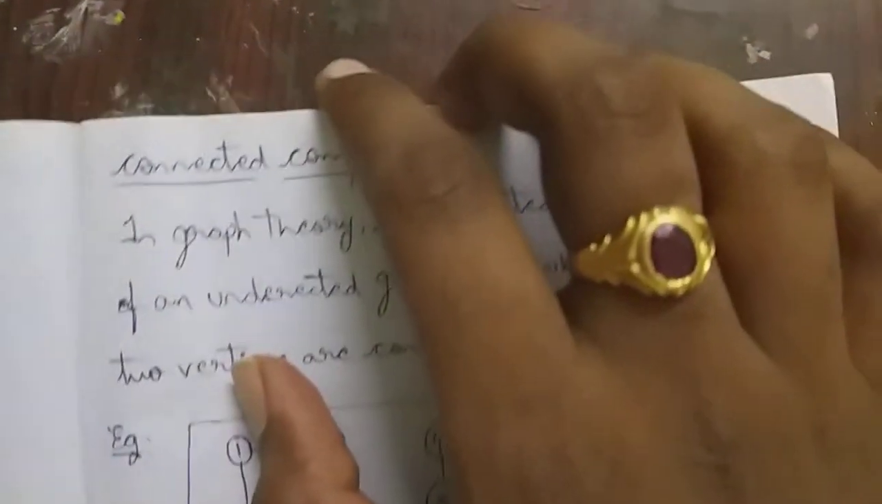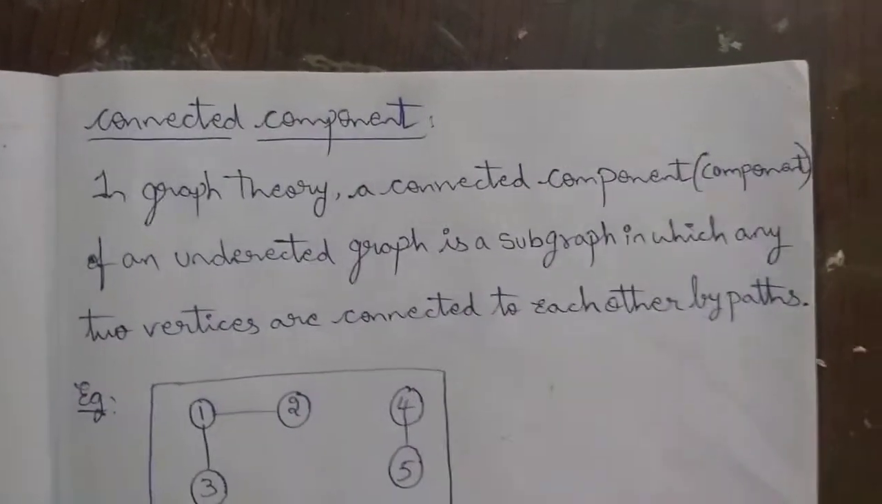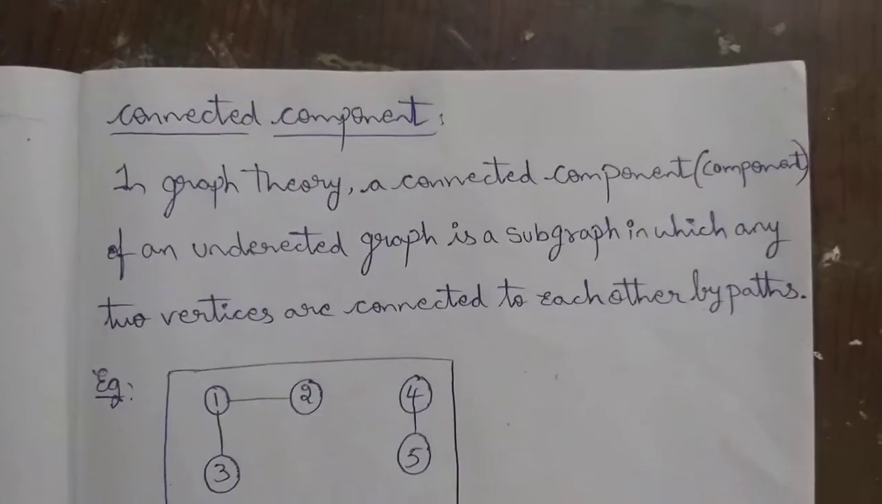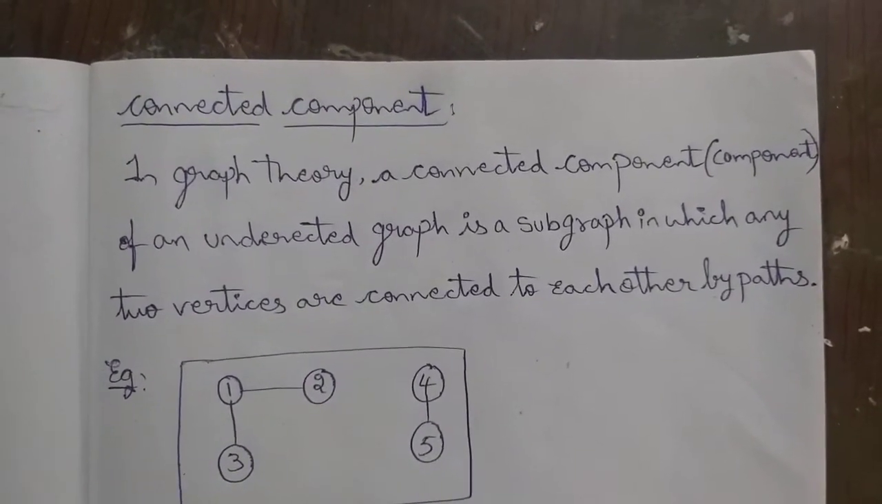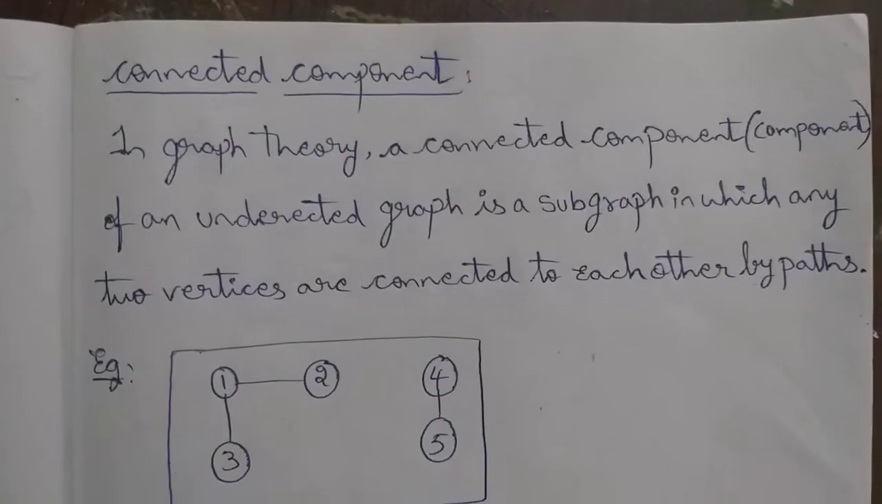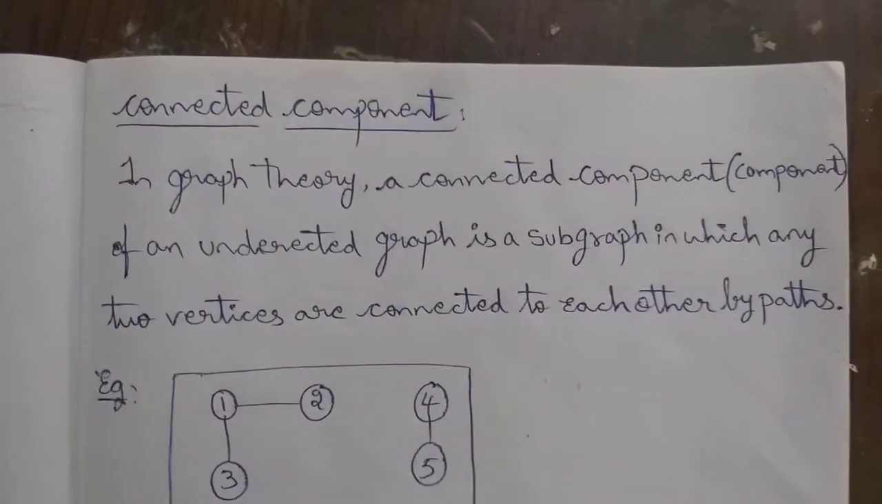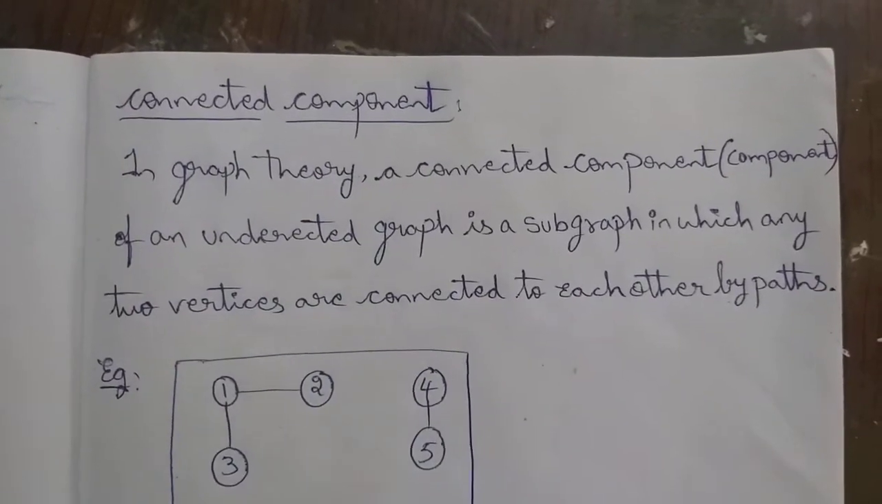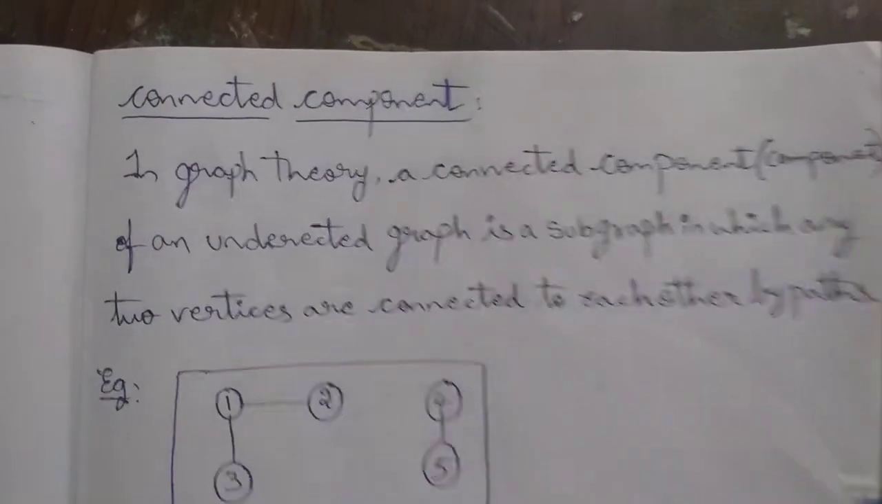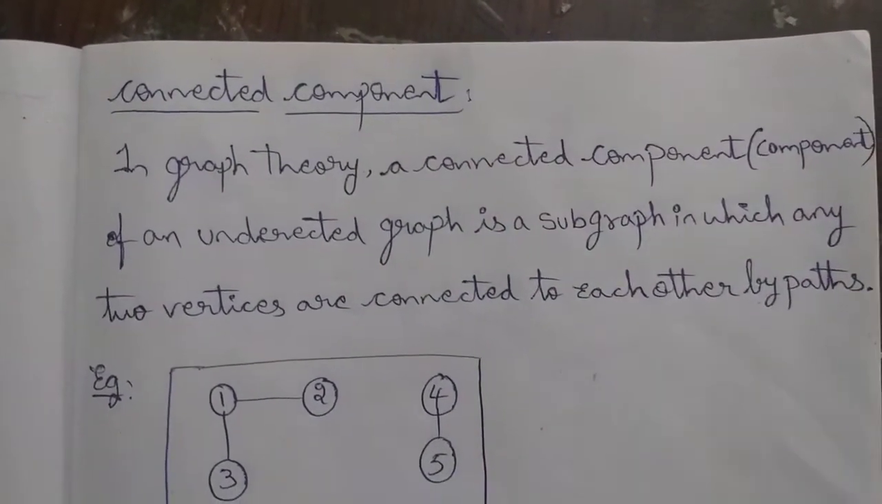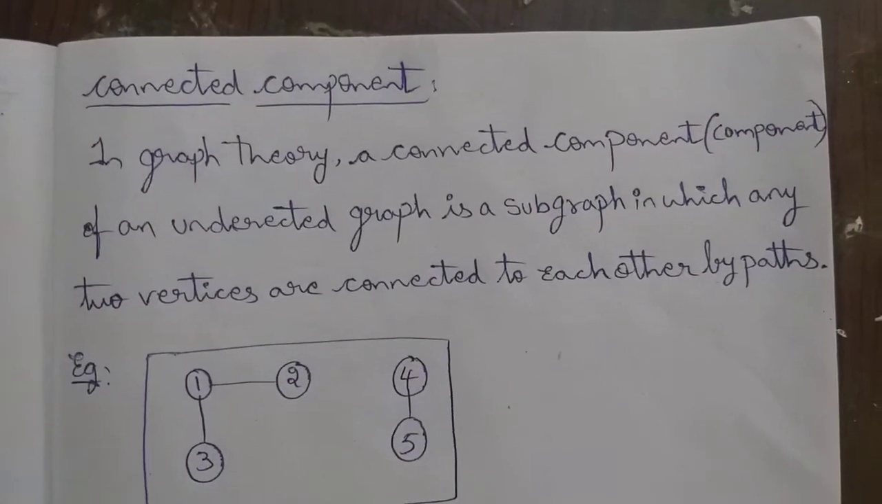Hello all. In this video, we'll try to discuss the concepts of connected and biconnected components. First of all, what is meant by connected component? Yes, the definition is here. In graph theory, a component, also sometimes called a connected component of an undirected graph, is a subgraph in which any two vertices are connected to each other by paths.